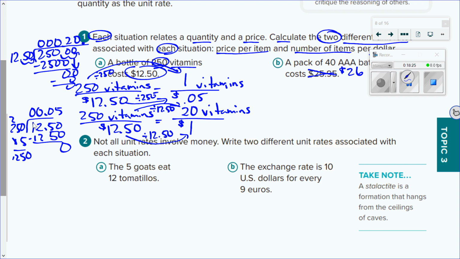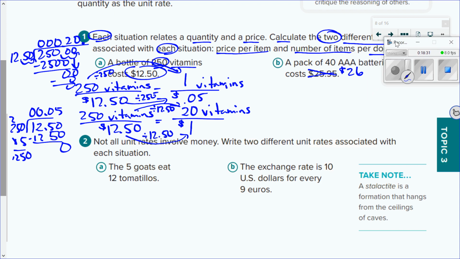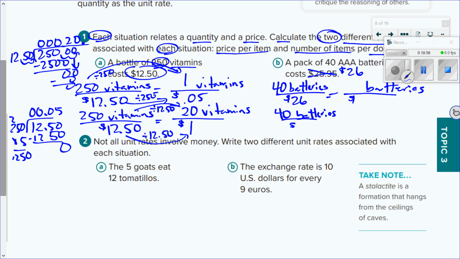Guys, it should be this simple. This is not difficult. We've literally been doing this for at least the last month and a half. Our next one, we've got 40 batteries. And we changed the numbers to make them easier for you. $26. So it's going to go just like this. And dollars, I'm doing it twice, so I can go ahead and set those up immediately. Over $26.